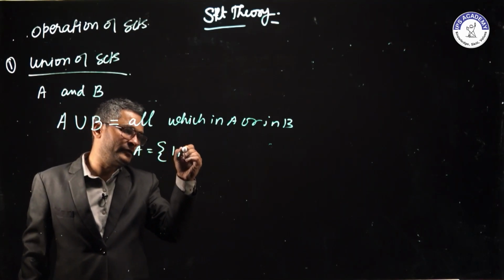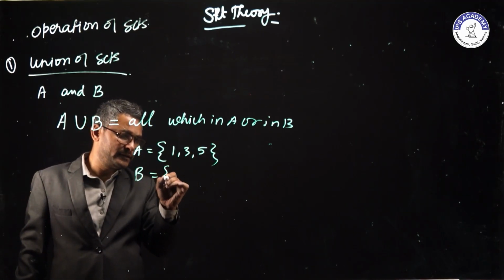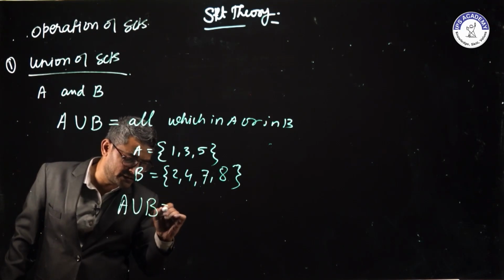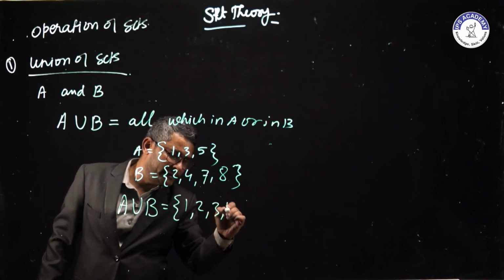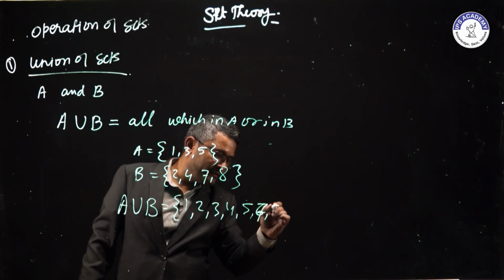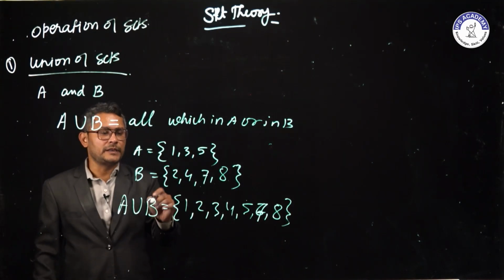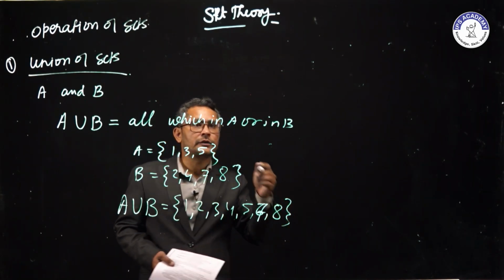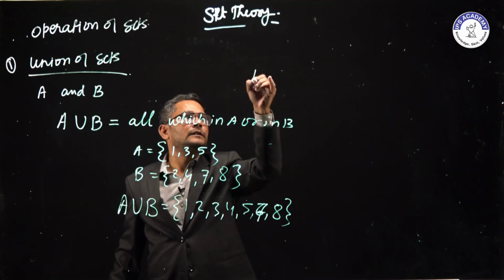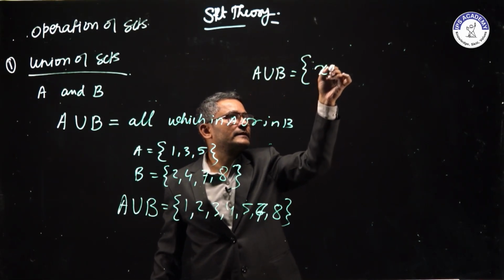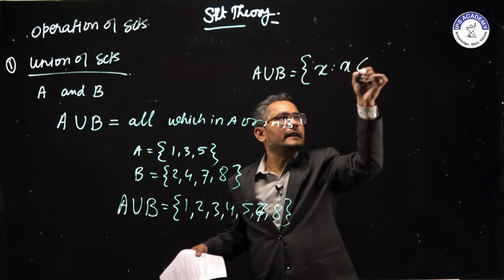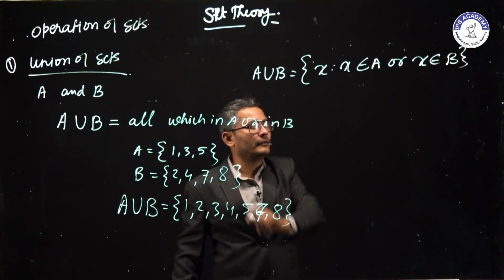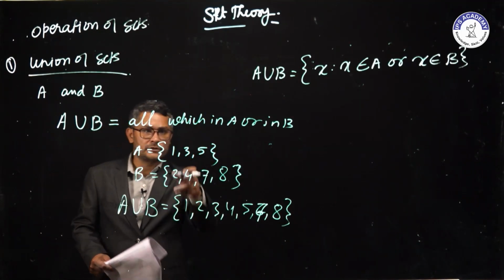You can understand with an example. Set A contains 1, 3, 5 and B contains 2, 4, 7, 8. So what is A union B? The result of A union B is 1, 2, 3, 4, 5, 7 and 8, all the elements in A or in B. Clear? In set builder form, A union B equals the set of X where X is an element of A or X is an element of B. That means X is either an element of A or an element of B, and it is available in A union B. So this is the example.